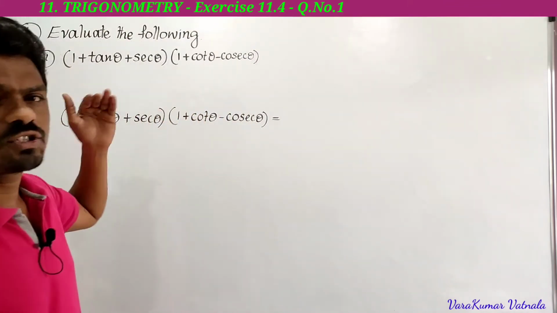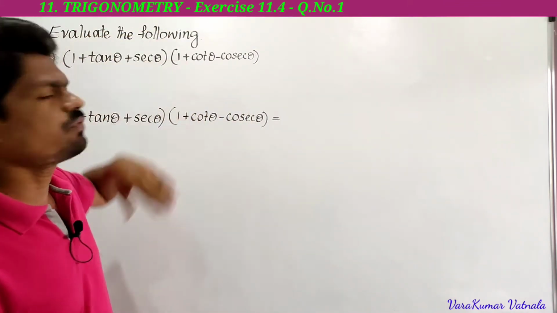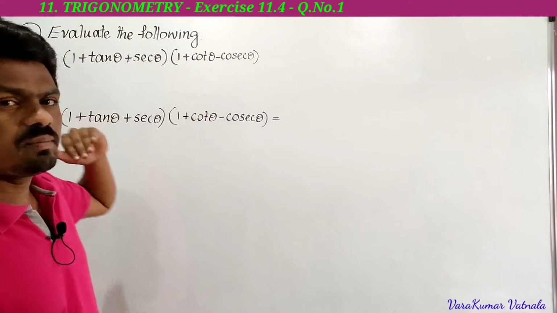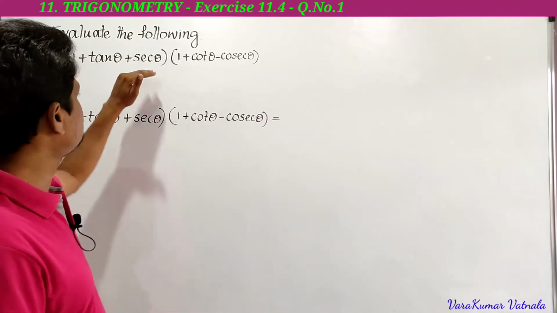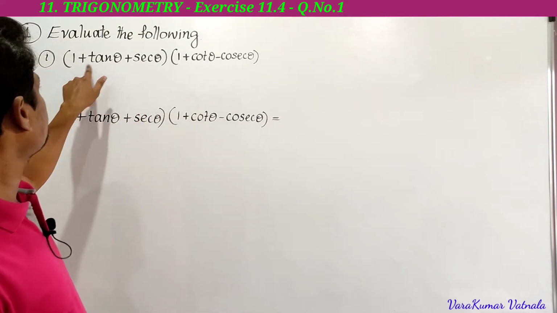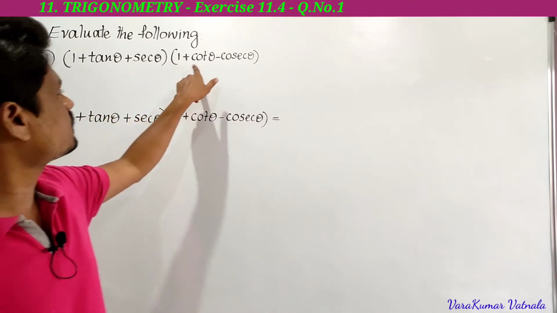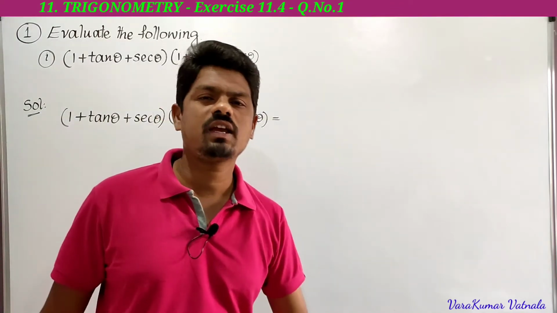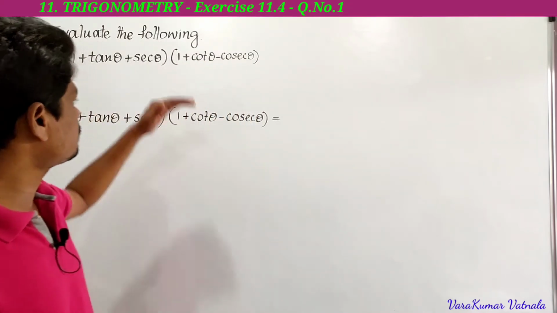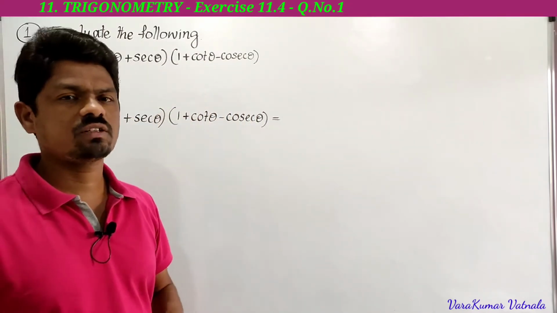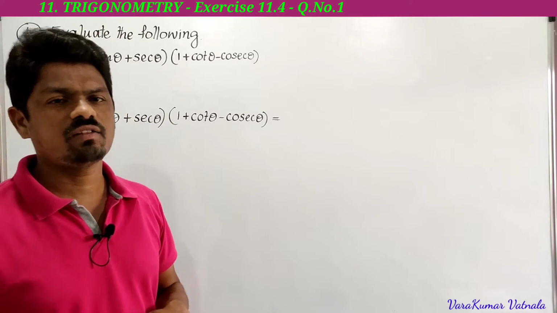So this is the first problem. Evaluate the following. There are 3 bits in the first problem. This is the first bit: (1 plus tan theta plus secant theta) into (1 plus cot theta minus cosecant theta). He is asking us to find the value of this. Evaluate means we have to find the value.